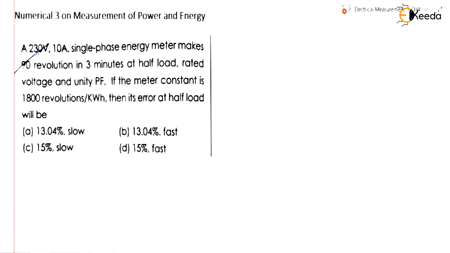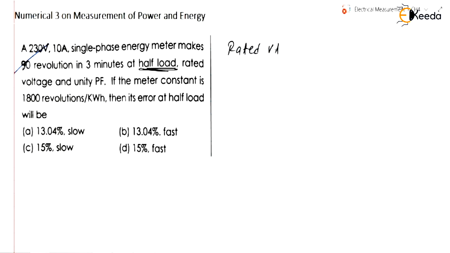We are going to discuss the numerical number 3 related to measurement of power and energy. Let us read the numerical. A 230 volt 10 ampere single phase energy meter makes 90 revolutions in 3 minutes at half load. Be careful, the load is at half. 50% rated voltage and unity power factor. If the meter constant is 1800 revolutions per kilowatt hour, then its error at half load will be, and they have given the four options. Very simple example. What is the rated voltage?